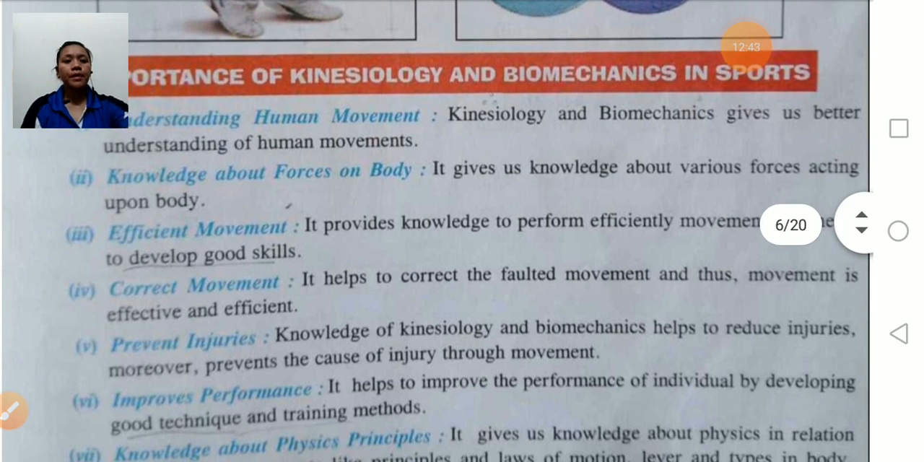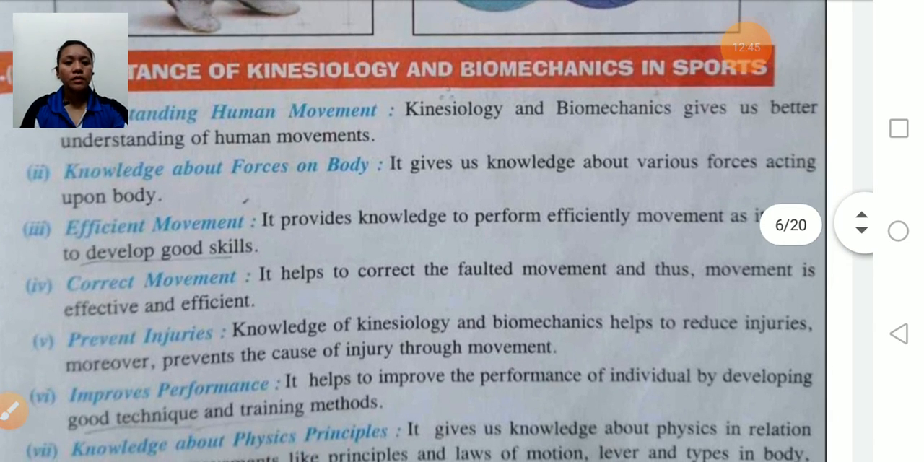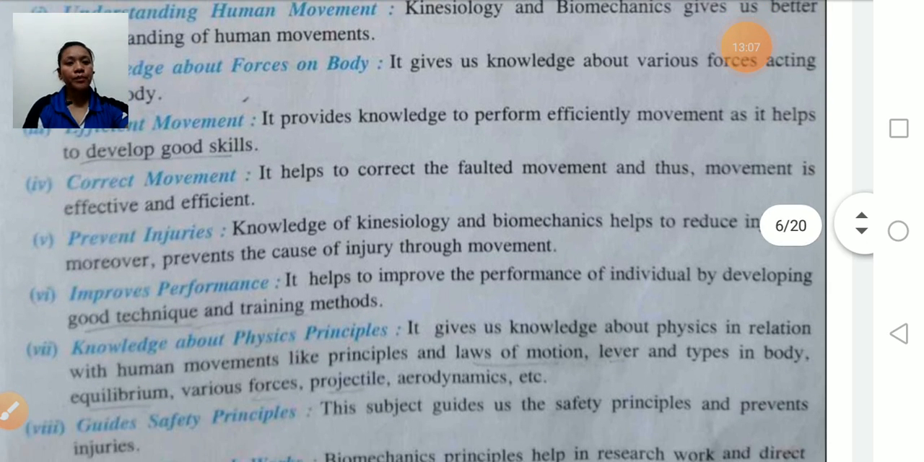Efficient movement. It provides knowledge to perform efficient movement, as it helps to develop good skill. With the help of improving our movements, it helps to develop a good skill. Correct movements. It helps to correct faulty movement. Thus, the movement is effective and efficient.